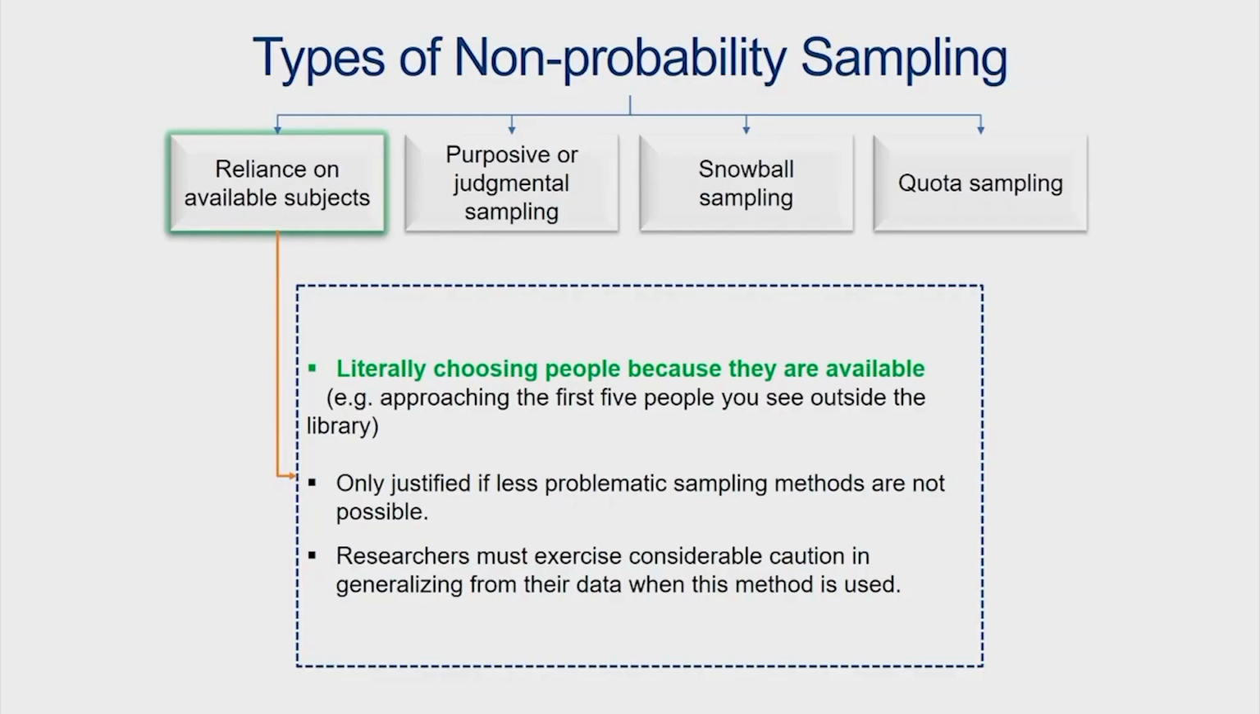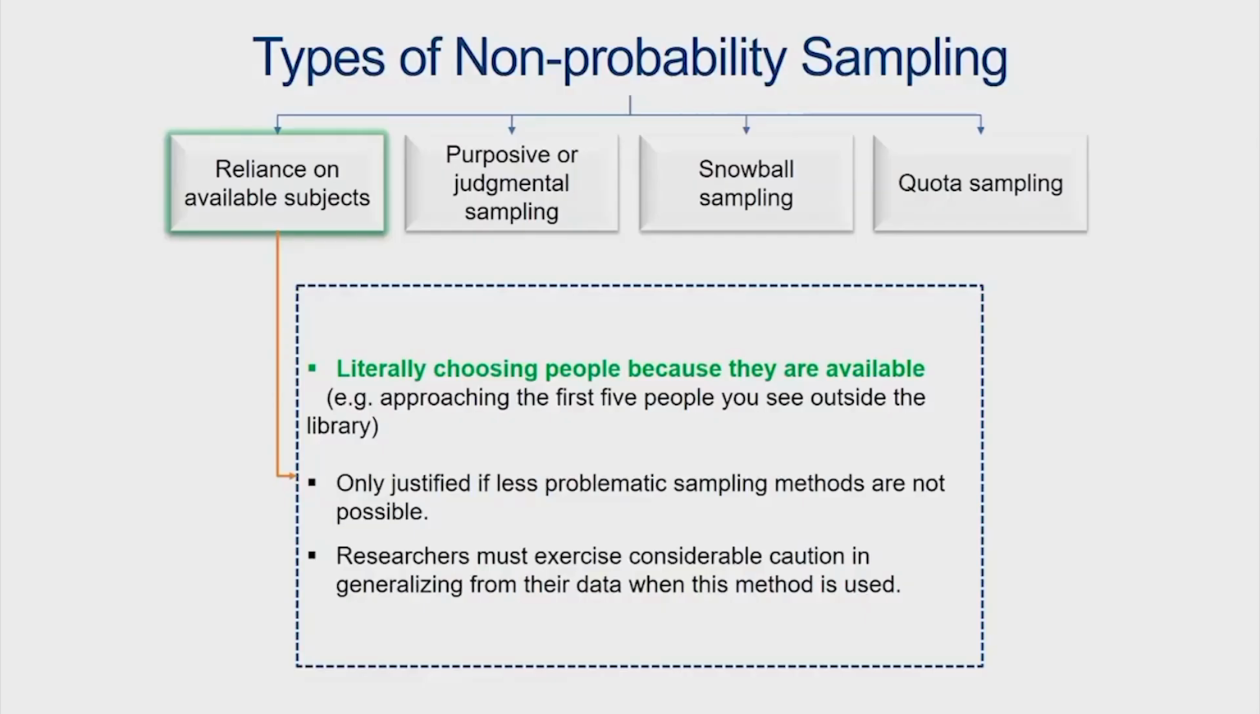These are some of the different types of non-probability sampling. One is reliance on the available subjects. Usually this is when we are carrying out a mixed method study with a very large qualitative component, when the focus is on the qualitative component, and there are different characteristic features that need to be kept in mind for deciding on the sample. Then probability samples may be very hard to get, and that is where you rely on available subjects. You are literally choosing people because they are available.